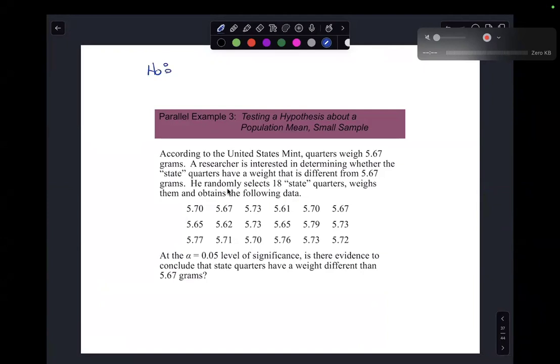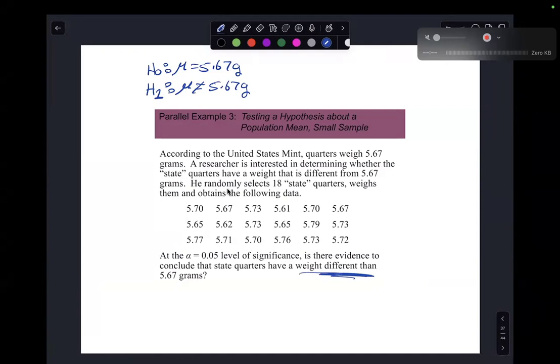My null hypothesis. You have to write your hypothesis. Make sure you do that. My null hypothesis is that mu equals 5.67 grams. That's my null hypothesis. My alternative hypothesis is mu not equal to, because it says different.